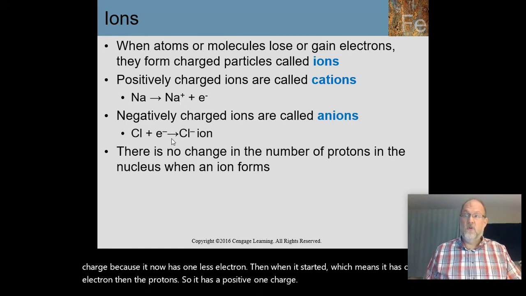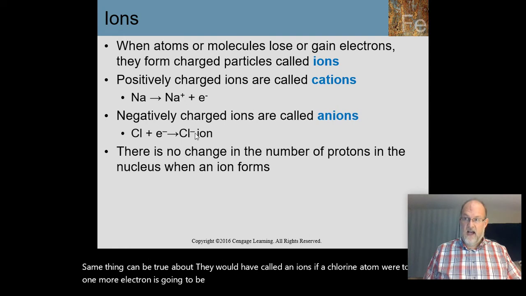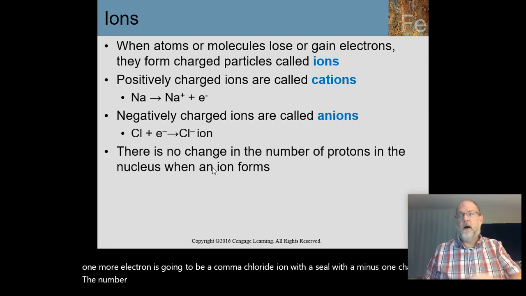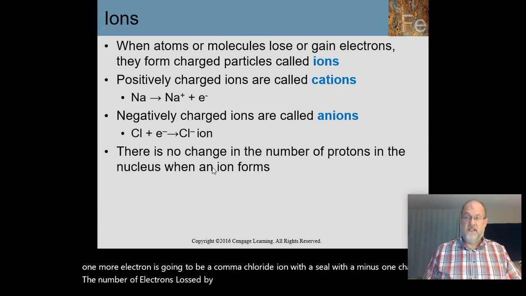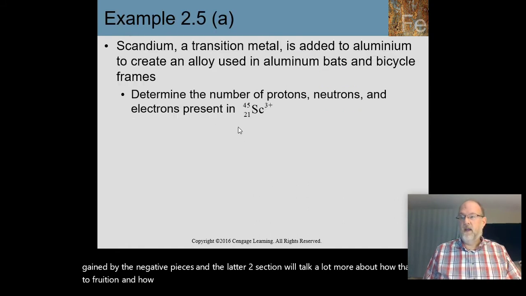Same thing can be true about what are called anions. If a chlorine atom were to gain 1 more electron, it's going to become a chloride ion, Cl, with a -1 charge. The number of electrons lost by those positive pieces has to be the same as the electrons gained by the negative pieces. And in the latter 2 sections we'll talk a lot more about how that comes to fruition and how we handle formula writing and bonding.